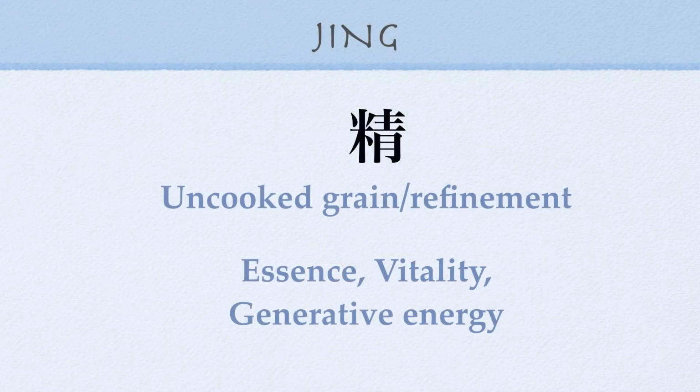So again, what is it? What does it mean? So if we look at the old character, you can see two basic characters side by side, one meaning uncooked grain and the other one meaning refinement. So there is the basic concept that we are given a material, a substance, that it is up to us to refine, to get to the best of our life and develop the Shen, the third treasure, which we will see in our third part, meaning kind of the heart or the spirit.